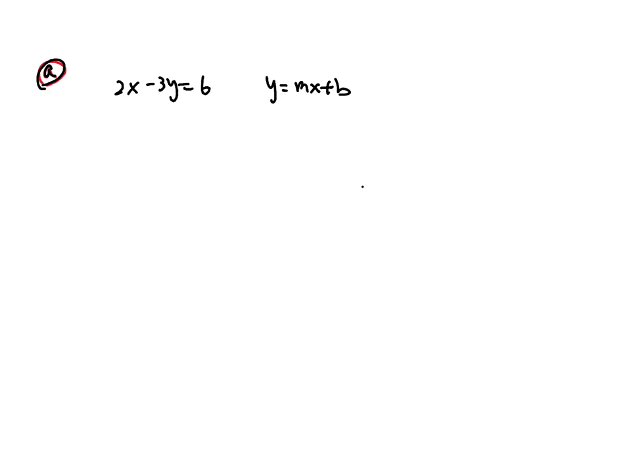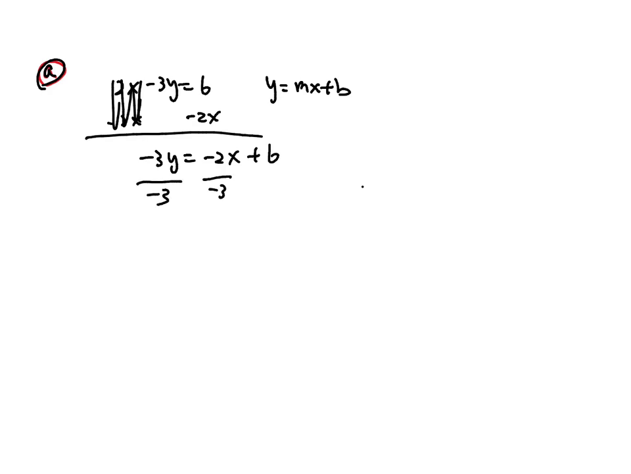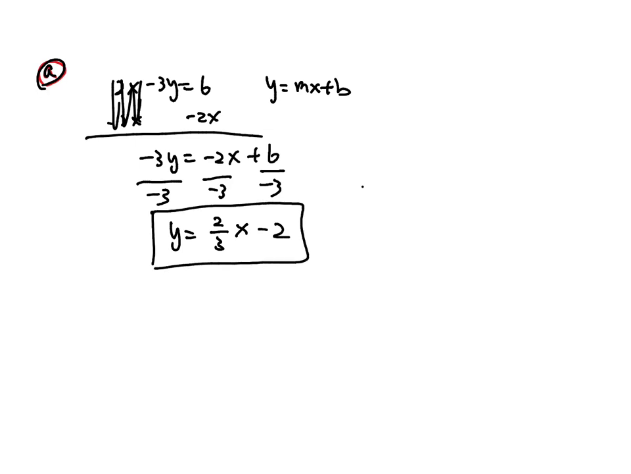So I subtract 2x on both sides. I get negative 3y equals negative 2x plus 6. And from here, divide everything by negative 3. I get y equals 2/3 x, positive, and 6 over negative 3 is minus 2. So we get y equals 2/3 x minus 2, which means the slope is 2/3 and the y-intercept is negative 2.